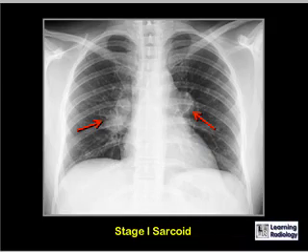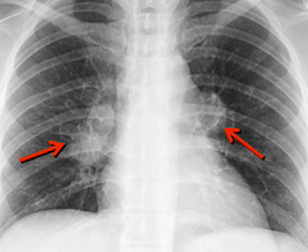This is another patient with stage 1 sarcoid. The red arrows are pointing to the bilateral hilar adenopathy. The right paratracheal adenopathy is less evident in this patient.